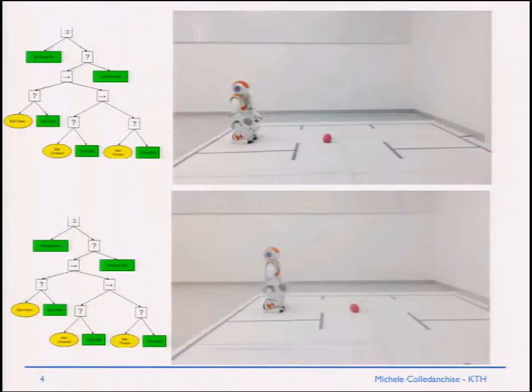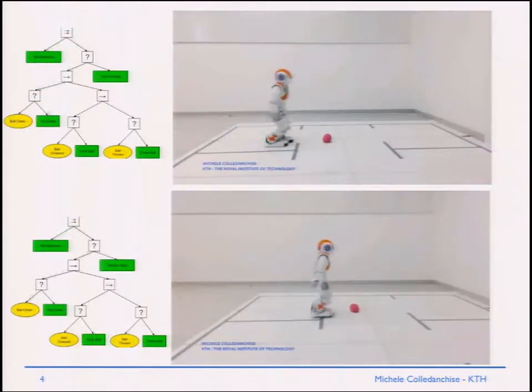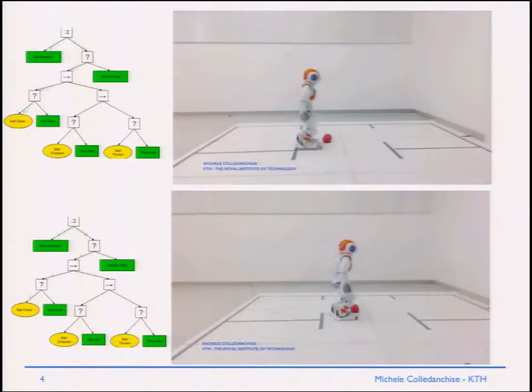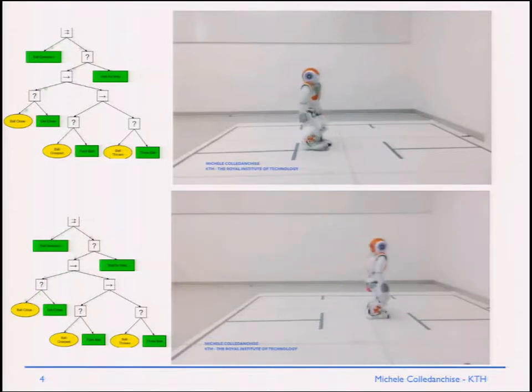In fact, as we can see here, we have the same behavior tree that is very compact and very easy to understand. We can have two different action plans according to what is happening in the environment. So we have a very compact way to describe a fault-tolerant execution.